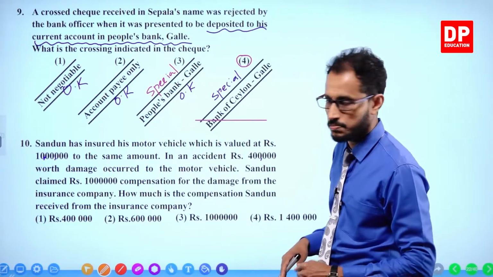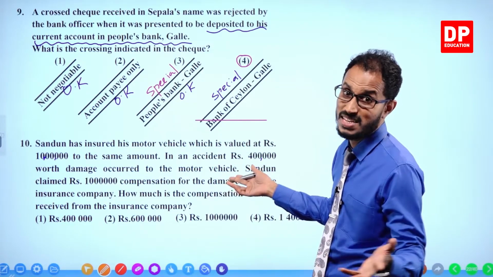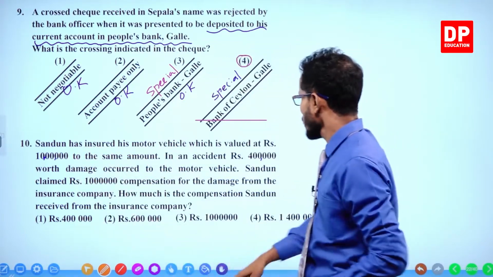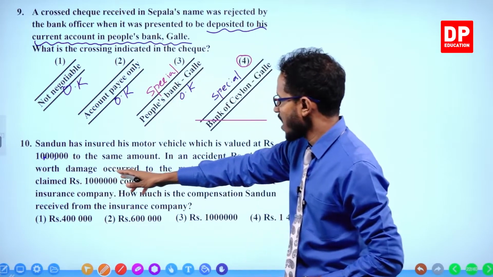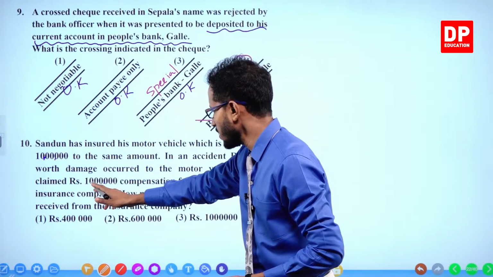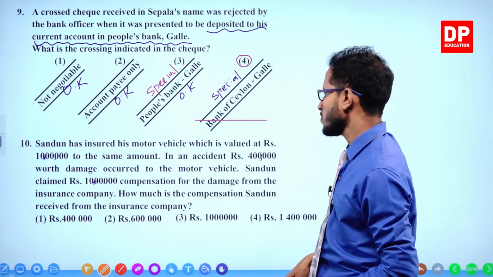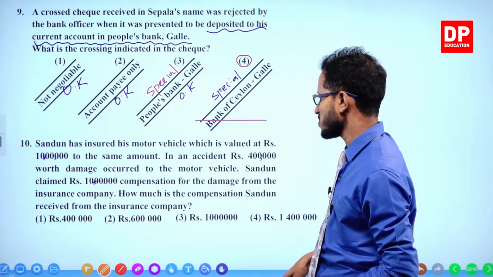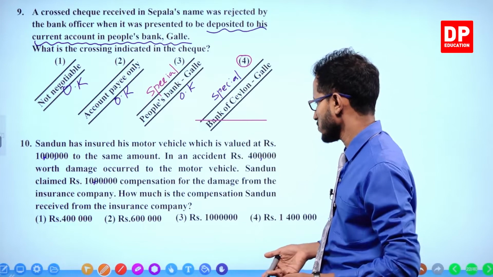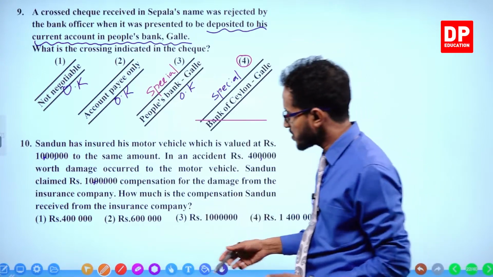The car has crashed. So 400,000 worth of serious damage occurred. Sandun claimed 1 million compensation for the damage from the insurance company. How much is the compensation Sandun received from the insurance company? It's 400,000. That is the answer.